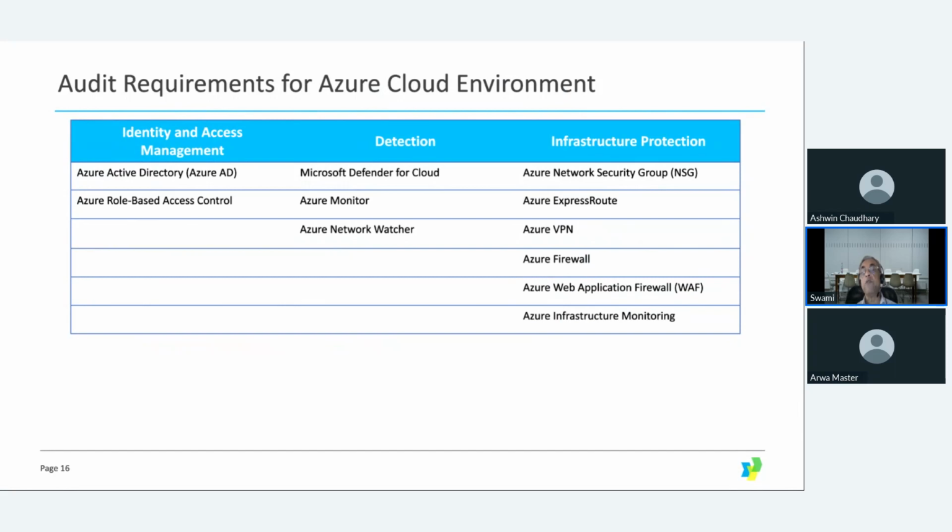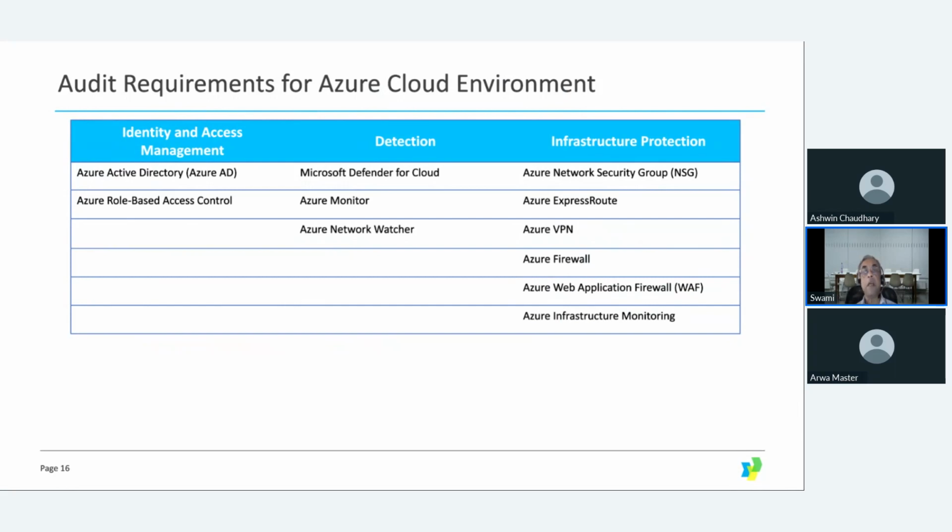And also, infrastructure protection can be divided into network protection and application protection. In that, Azure provides the Azure Network Security Group as one means of network segmentation and other aspects, and also Azure ExpressRoute, Azure VPN, Azure Firewall, and Azure Web Application Firewall for application security related aspects, and also Azure infrastructure monitoring. All infrastructure needs to be monitored at periodical intervals to ensure that they are running with the latest patches and latest configurations. That is also important for protecting the infrastructure from any vulnerabilities or threats.